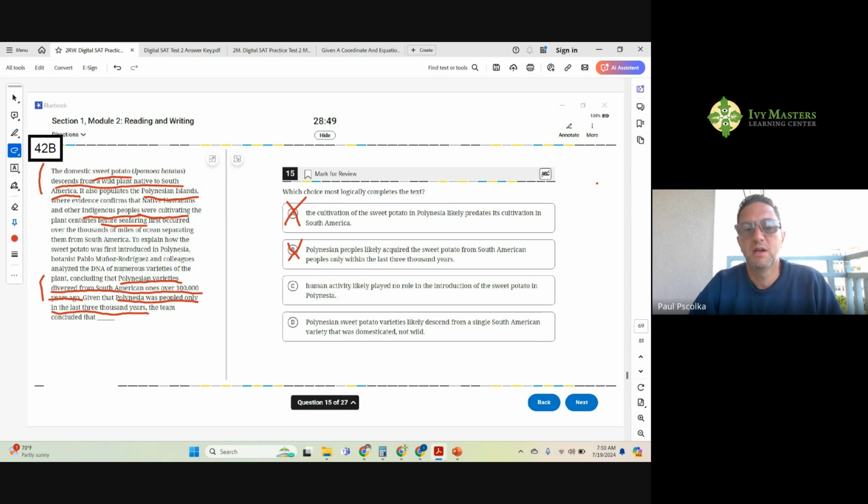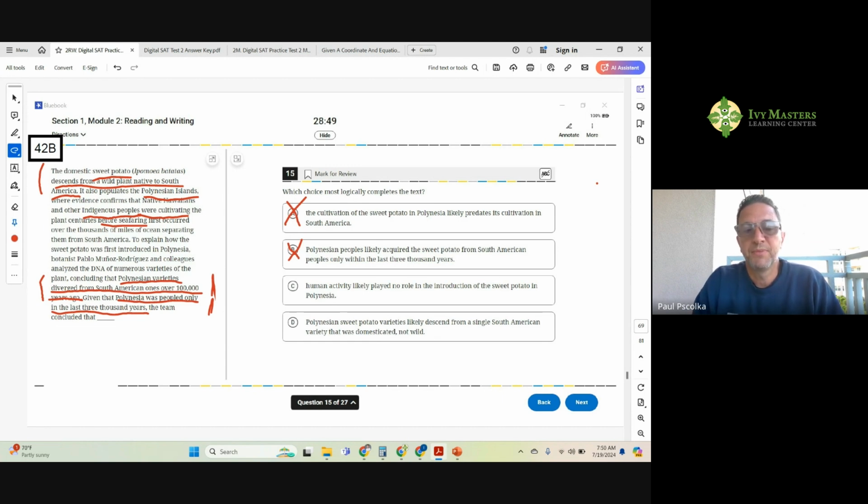Answer choice C. Human activity likely played no role in the introduction of sweet potato in Polynesia. That's got to be it. Why? Because there's people in Polynesia only in the last 3,000 years, but there's been sweet potatoes in both places for over 100,000 years. C looks like it's got to be our correct answer.